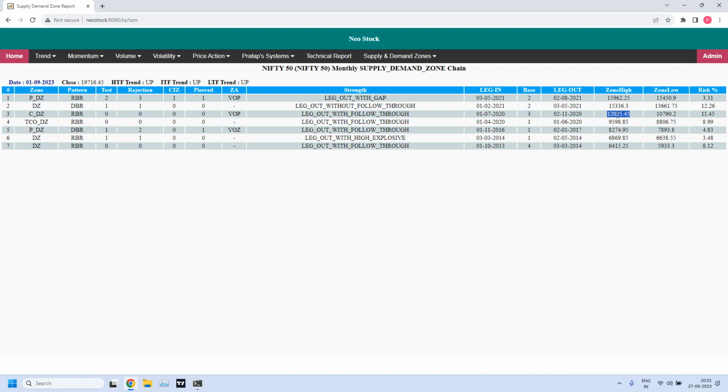That we understand only when we look into the supply and demand chain at the next level time frames, that is lower level time frames. Okay, this is the monthly. The most important zone is the third one. This is the one. What is the immediate available monthly demand zone? Immediate, the first one.